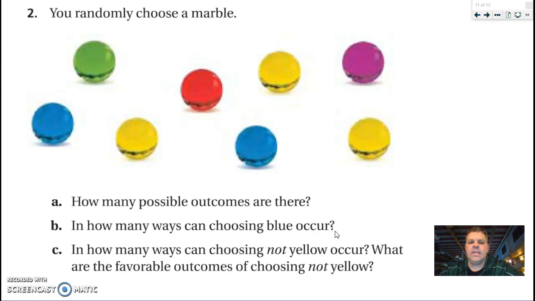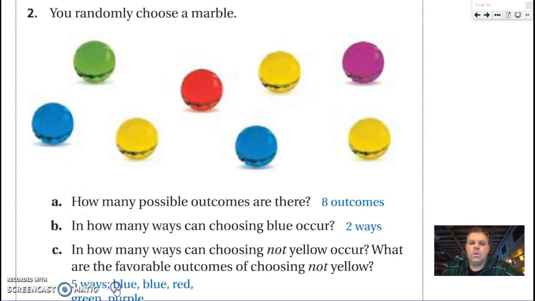Question C asks, in how many ways can choosing not yellow occur? Not yellow will mean purple, blue, red, green, and blue. Since there are 5 not yellow, there are 5 different ways we can choose that. So what are the favorable outcomes for choosing not yellow? Those are blue, blue, red, green, and purple.